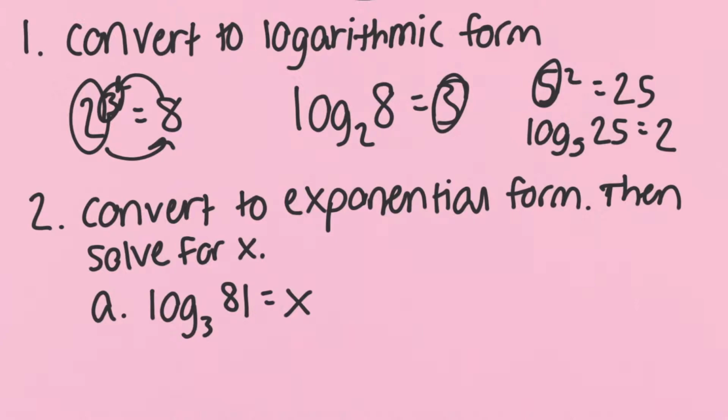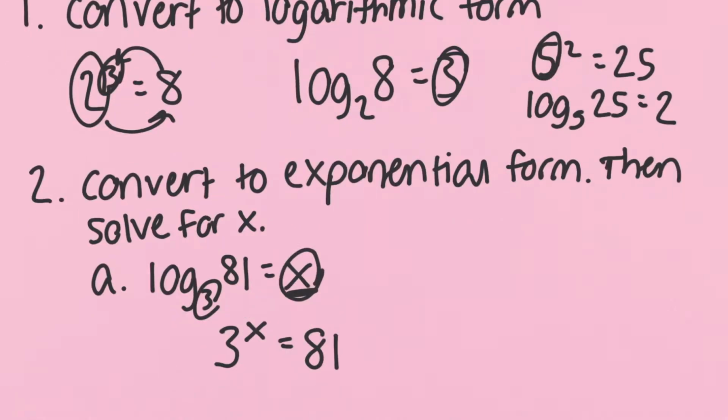Convert to exponential form, then solve for x. So base of the log is the base of the exponent, 3 to the x, that's your exponent, equals 81. And if you didn't have an x there in the problem, if you just had log base 3 of 81, I would just put equals x. Now we want to try to get the same bases. 81 can be written as 3 to some power, and it's going to be 3 to the 4th. Now that we have the same bases, we can set the exponents equal, so x equals 4.